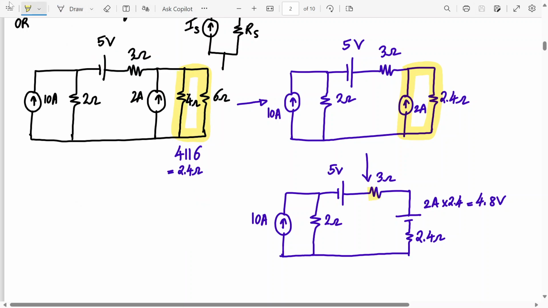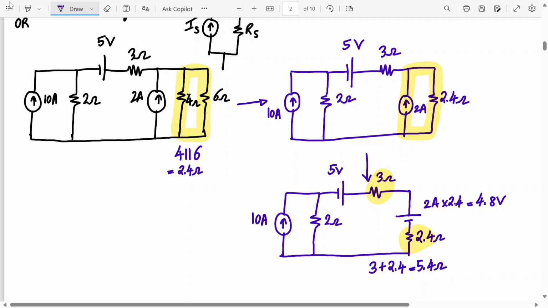Now can you see? Can we convert the 10 ampere one? No, I will say we'll keep on reducing from the right hand side, go towards the left. Are you understanding? So here you see now opportunity is there to merge these two resistances together because they are in series, right? Yes or no? So we can say 3 plus 2.4, which becomes 5.4. What else can we add? Can we add voltage source in series? Yes or no?